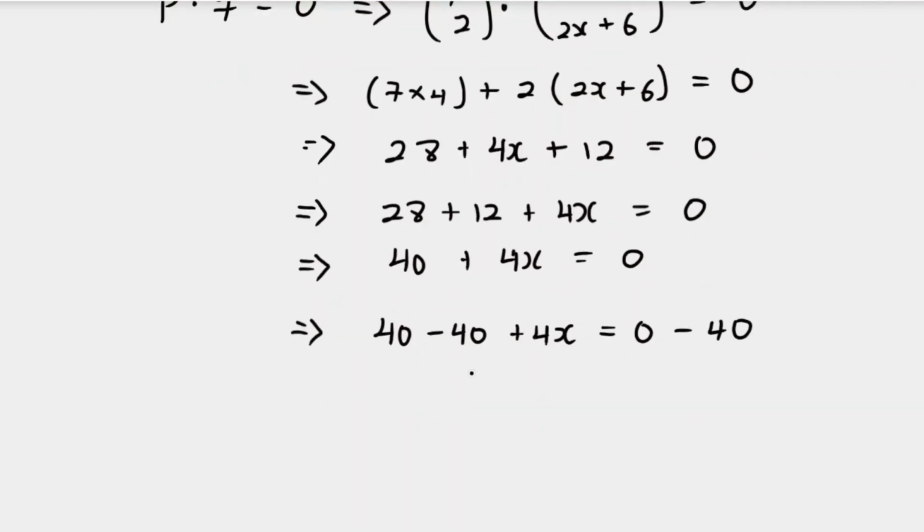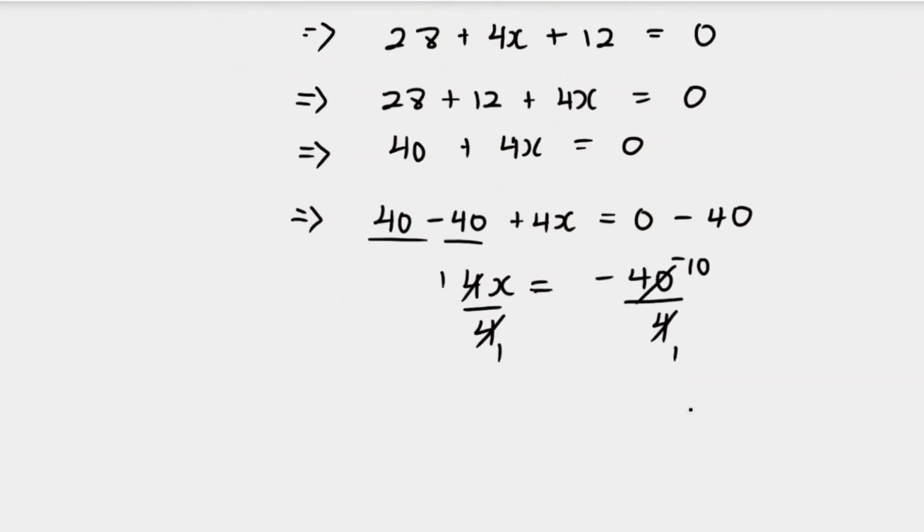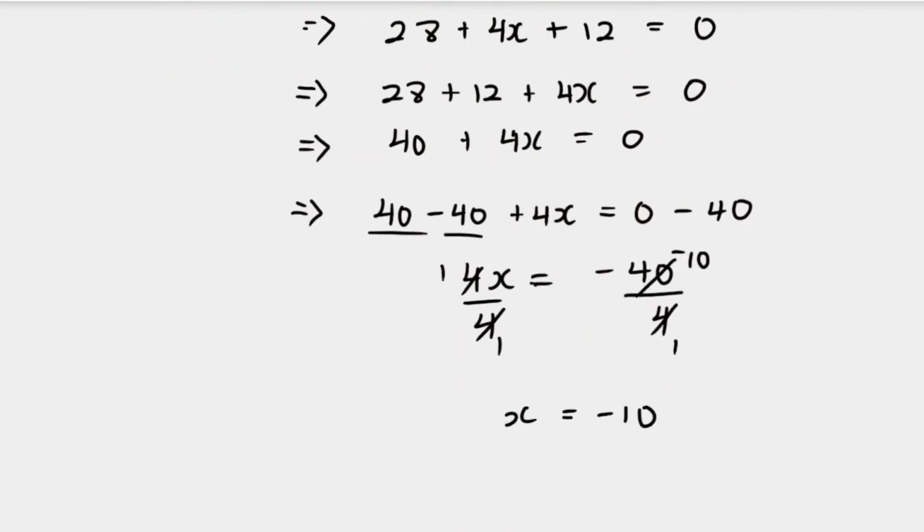So 40 minus 40 is going to be 0. So that means these terms will be out. So now we have 4x equal to 0 minus 40, which is negative 40. Divide here by 4, here too by 4. So 4 goes into itself one time. Now we have to simplify this one too. 4 goes into negative 40, negative 10. So that means x is equal to negative 10. So that's the value of x.